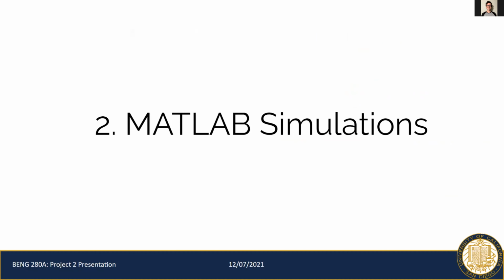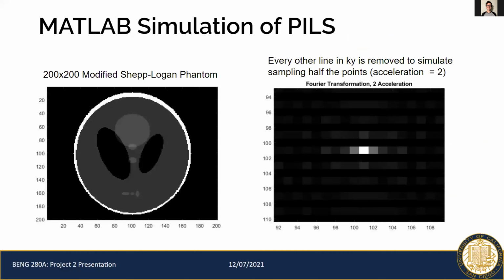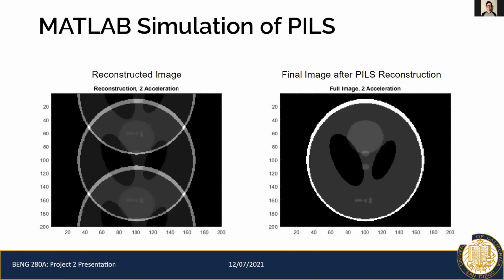All right, now we're going to talk about how we use MATLAB to simulate and estimate this PILS method. Next. So first we start with just a basic 200 by 200 pixel modified Shepp-Logan phantom. Then just for this example, we're doing an acceleration of 2, in which case we cut out every other line in KY. So we limit the sampling in K-space. Next. Then to no one's surprise, if you try and reconstruct that image, you get a large amount of aliasing, overlapping of the object with itself. However, as you'll see, and we'll go over how we perform this method, you can reconstruct the image perfectly, even with that acceleration with PILS.